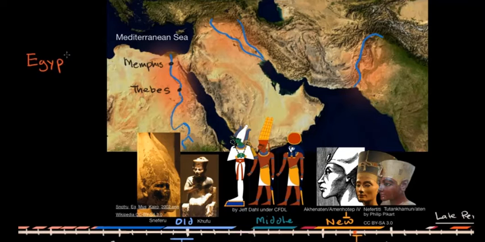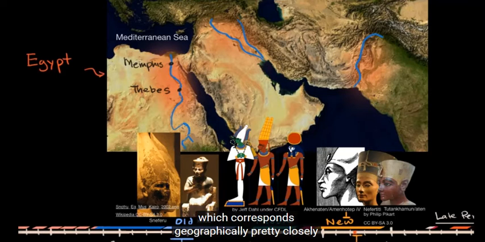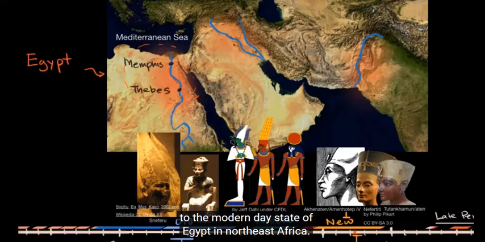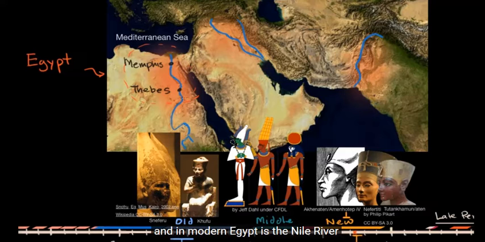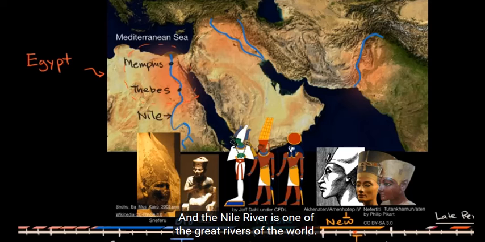of ancient Egypt, which corresponds geographically pretty closely to the modern-day state of Egypt in northeast Africa. Now, the central feature in both ancient Egypt and in modern Egypt is the Nile River that you see in blue right over here. And the Nile River is one of the great rivers of the world. It rivals the Amazon River as the longest river.